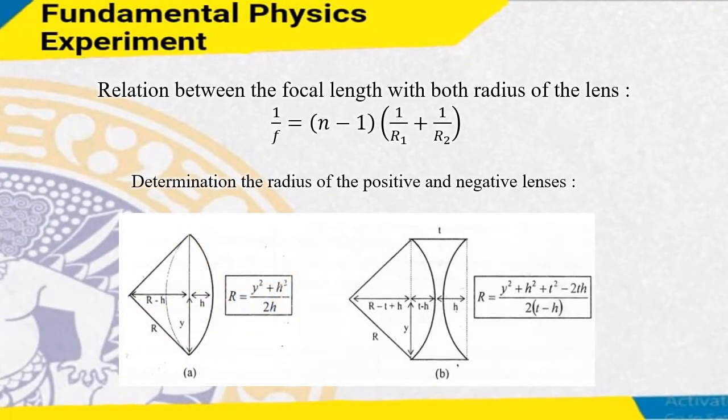The relation between the focal length and both radii of the lens has a mathematical expression: 1/f = (n - 1)(1/r1 + 1/r2). So let's step through this equation. The f here is the focal length of the lens. The n here is the refraction index of the lens, depending on what material we make the lens from, such as glass, Pyrex, or various types of plastic. This will determine the value of n.